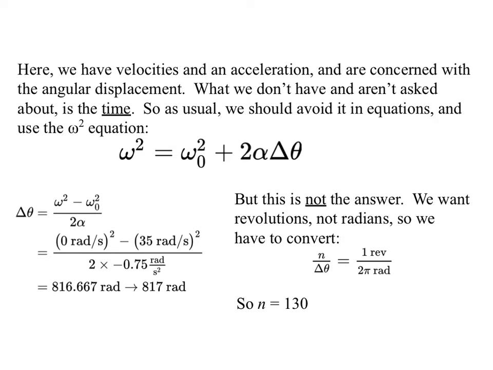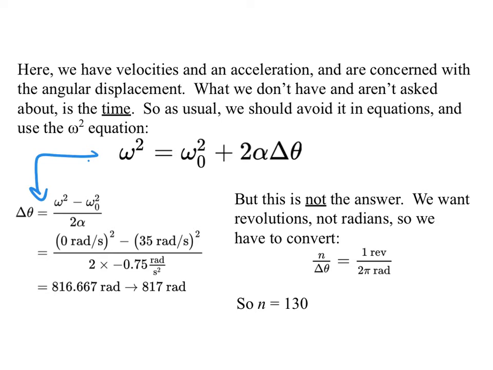Here we have velocities and acceleration, and we're concerned with the angular displacement, because we don't know how much angle it goes through. What we don't have and aren't asked for is the time. So as usual, we avoid it in the equations using the omega squared equation to get us out. That omega squared is omega 0 squared plus 2 alpha delta theta. Then we can just do some relatively simple algebra.